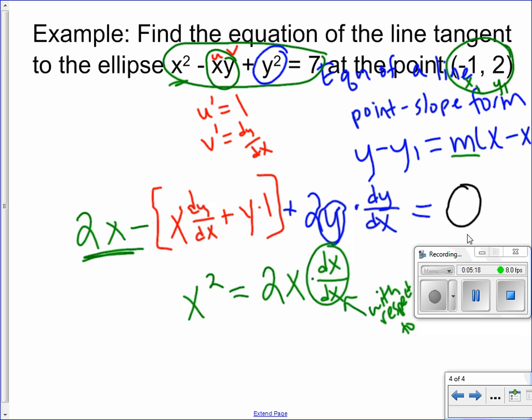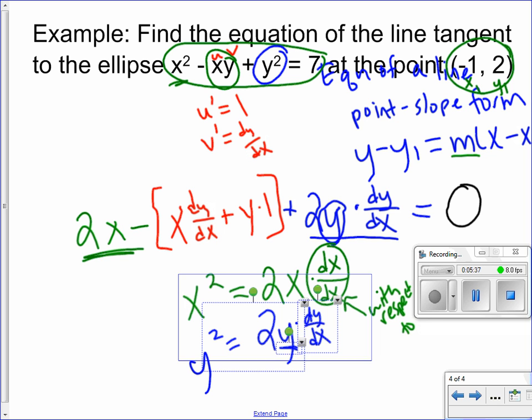But then when I do the exact same thing with a y in it, it's 2y. The derivative of the outside function is something squared, so 2 times the inside function times the derivative of the inside function, still with respect to x. That time it's not 1, which is why this blue term is just a little bit different.